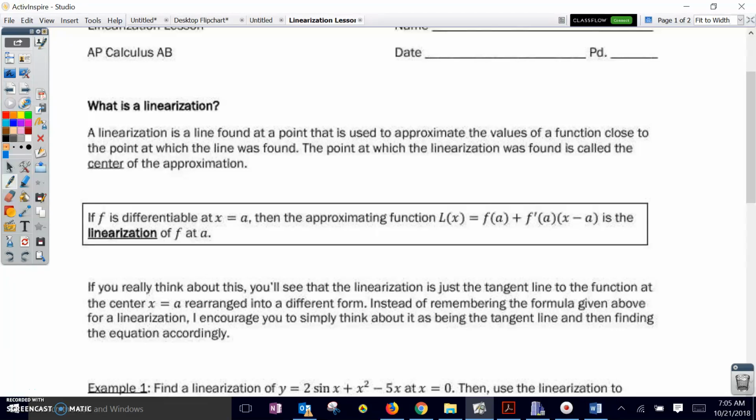Alright, welcome back everybody. In this video we're going to look at the examples from the linearization lesson.